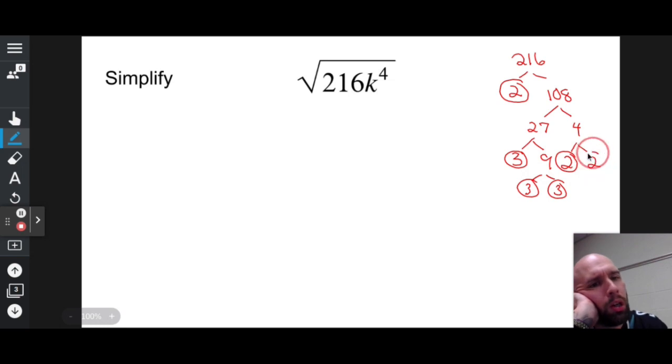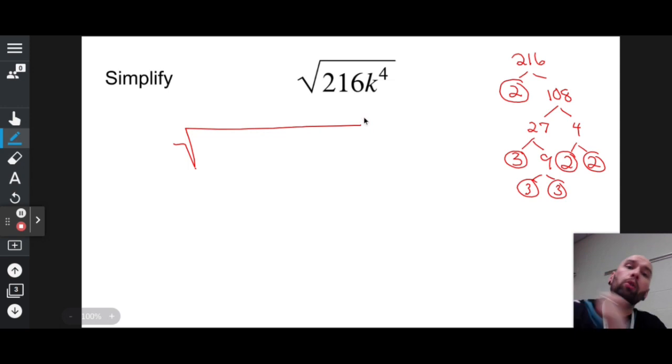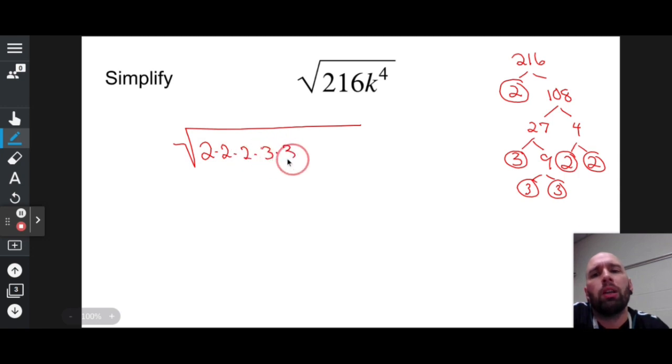Circle, circle. So I'm going to write out my square root and write out my prime factorization in order. 2, 2, 2, 3, 3, 3, 2 times 2 times 2 times 3 times 3 times 3. And then I'm going to write out 4 Ks. I regret my letter choice, but I'm going with it anyway. All right.